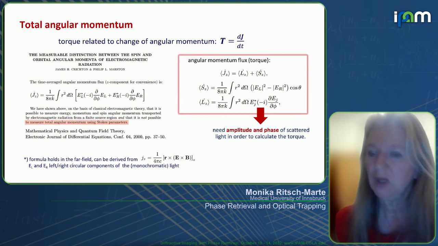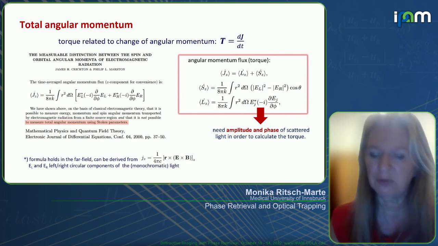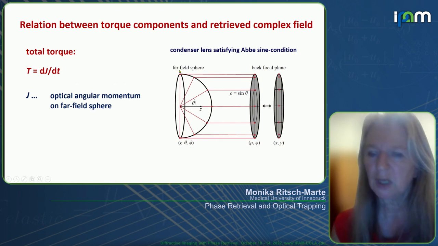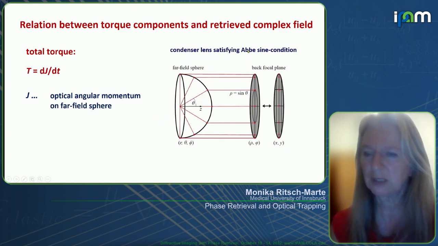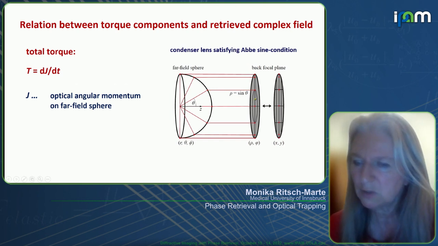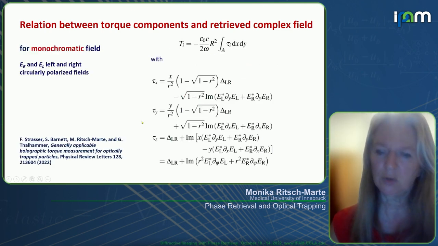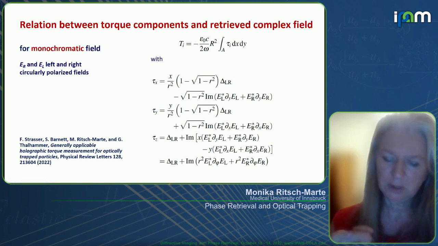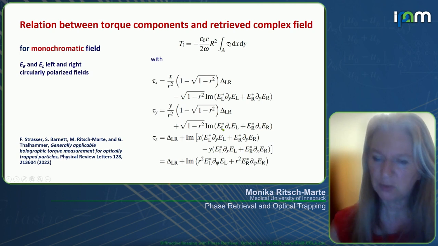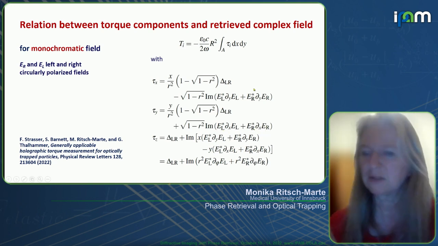But we already solved that problem, because when we wanted to know the individual forces on individual particles, we had to use phase retrieval to get the complex field in amplitude and phase. So we've done that already, meaning that we are able to also do direct optical torque measurements. Here is the condenser lens that I showed you, satisfying the Abbe sine condition, meaning that a scattering angle is mapped into a radial distance from the optical axis in the camera plane, in the back focal plane. Then we need to calculate the relation to the field that we have found by applying our phase retrieval method, and it's done here in the left and right circularly polarized basis that makes the expression simple.